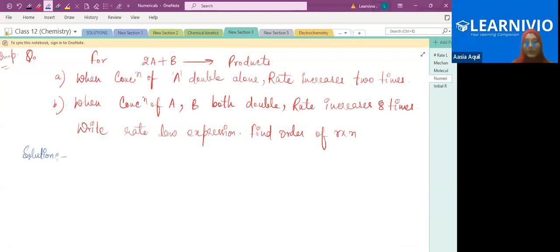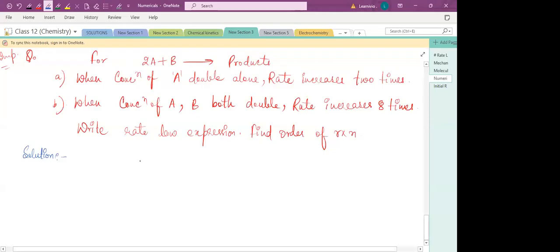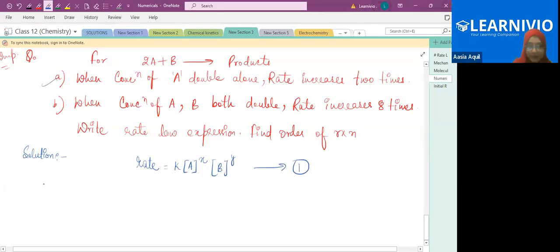Now, first, have you written the initial rate law? Yeah, I have. I wrote the equation. Rate is equal to K into A to the power X, B to the power Y. Okay. Now, let's see the first part.